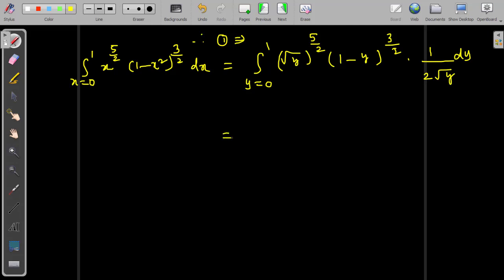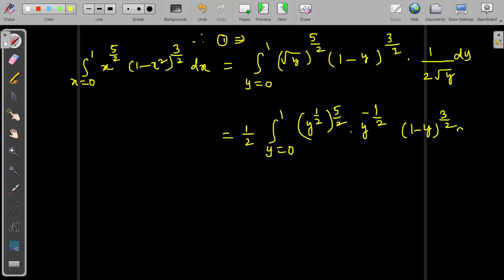So here if you look at the definite integral, 1 by 2 is a constant independent of integration, right, outside. Now simplifying the integrand. Here we have root y power 5 by 2. This is the same as y power 5 by 4, otherwise y power 1 by 2 power, again we have 5 by 2. Again we have here 1 by root y. That is the same as y power minus half, because 1 by root y is the same as 1 by y power 1 by 2. That is the same as y power minus 1 by 2 times (1 minus y) power 3 by 2, again dy.